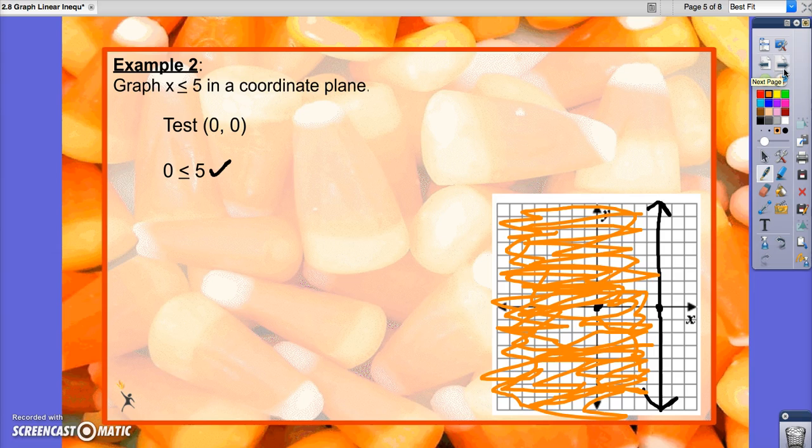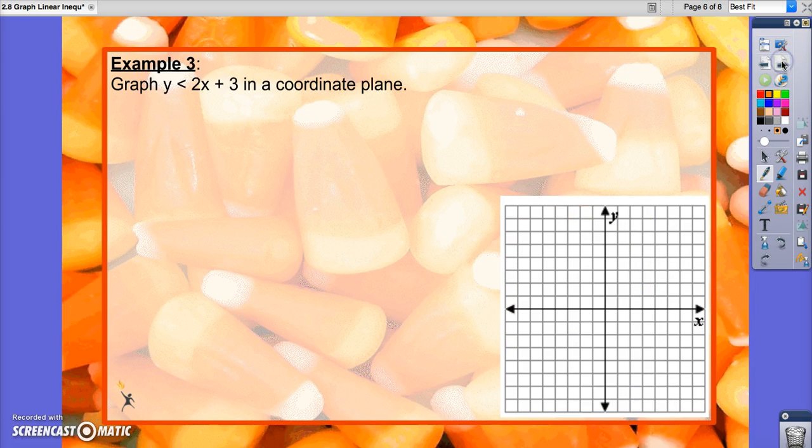So for the next one, let's try another equation, or inequality, I should say. Graph y less than 2x plus 3 in a coordinate plane. All right, so step 1, we're going to graph our line. Hopefully this is more of a review for you right now. I have to remember the last lesson, 2.3, in which we graphed the equation of a line.